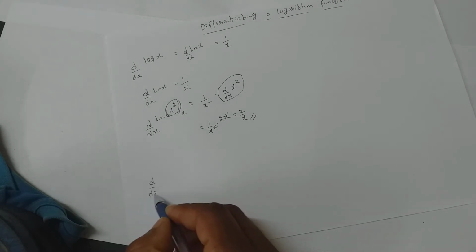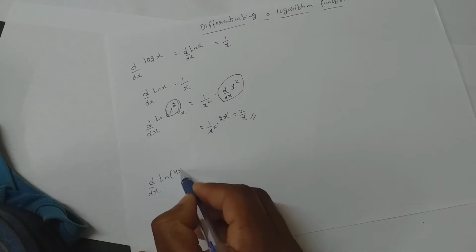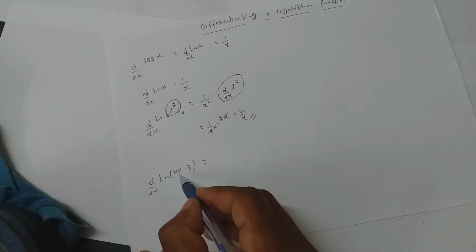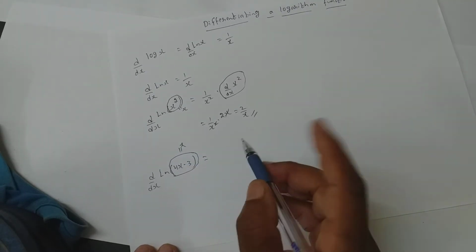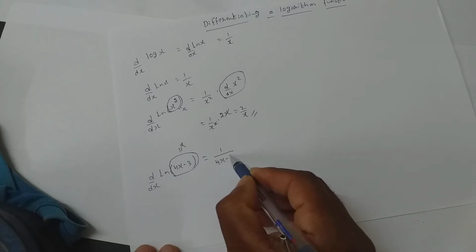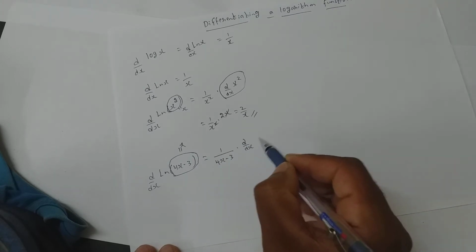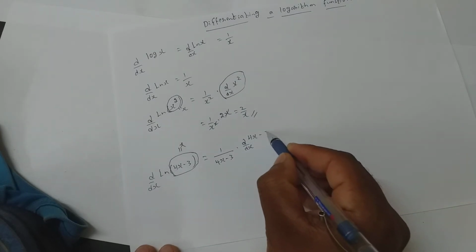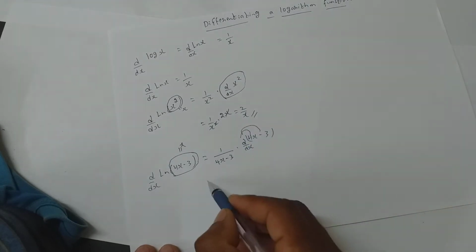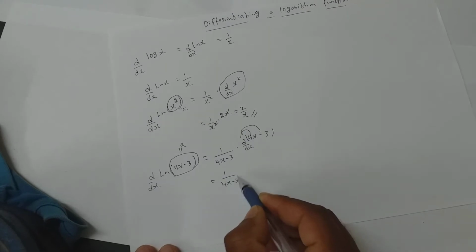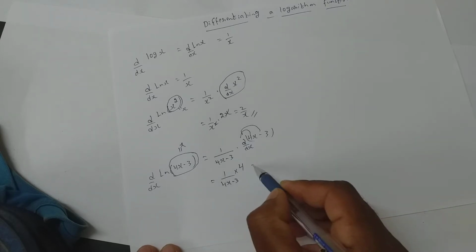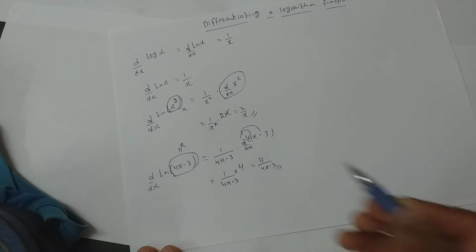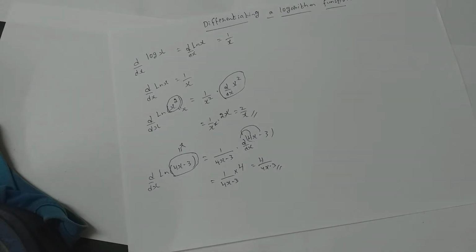If it is d by dx of ln of 4x minus 3, again, this entire thing you assume it to be x. So ln x is 1 by x. So 1 by 4x minus 3 into d by dx of, in place of x, whatever you have assumed. So now this applies to each. So 1 by 4x minus 3 into, when it's applied on 4x I get 4, when it's applied on 3 I get 0. So it is 4 by 4x minus 3. Am I clear? Are you able to understand?